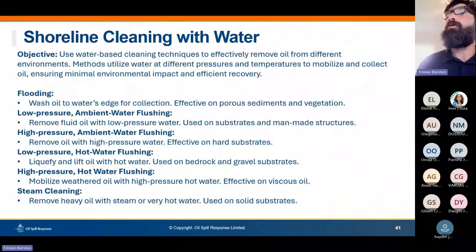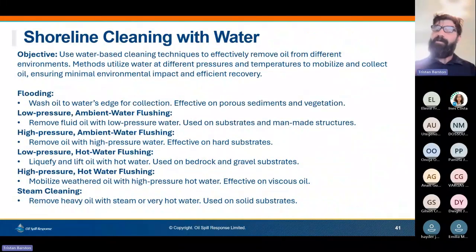We spoke about cleaning with water earlier, the low pressure flushing. Again, a very, very effective way of moving the oil out of an area that's been impacted and into an area where we can collect it. Depending on the environment, we can obviously go for hot water or high pressure cleaning or even steam cleaning. But obviously, we want to use these in our hard standing operational areas as part of that final cleaning process.